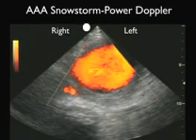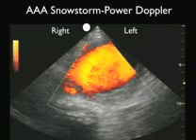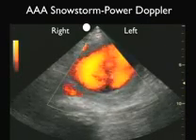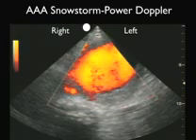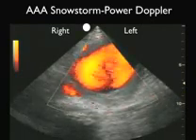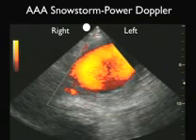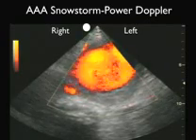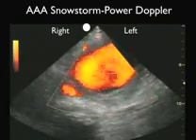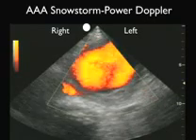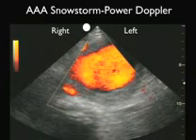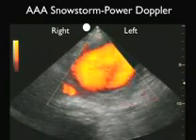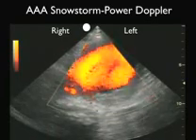aneurysm. To further show the turbulence of blood within the large abdominal aortic aneurysm, we'll apply power-colored Doppler to this image. And what we can see here is a swirling around in a chaotic circular motion of the blood within the very large AAA here. And we can see how this would set up for the formation of a large amount of thrombus to coat the walls of this very large abdominal aortic aneurysm. So a AAA snowstorm with power-colored Doppler.